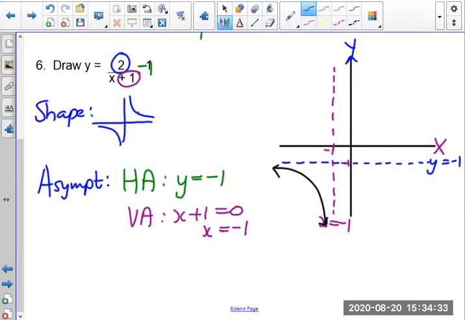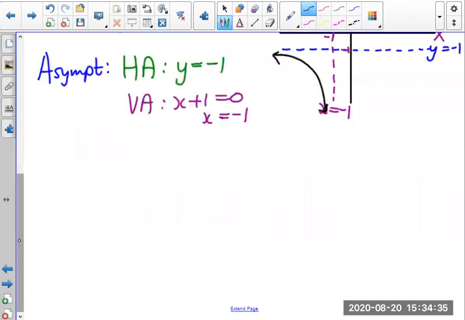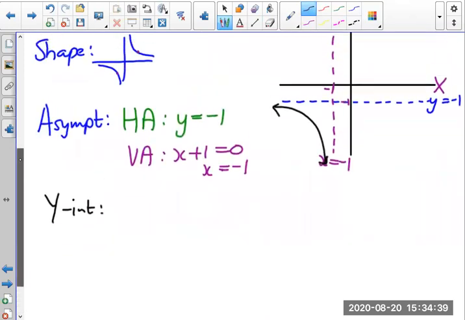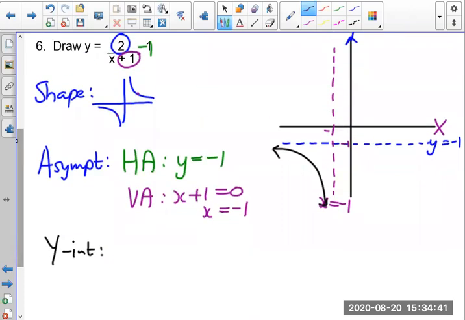So you're going to calculate the y-intercept by making x 0. So y equals 2 over, I make that x 0, 0 plus 1, minus 1. So that gives me 2 minus 1 is 1. Okay, so the y-intercept is 1.